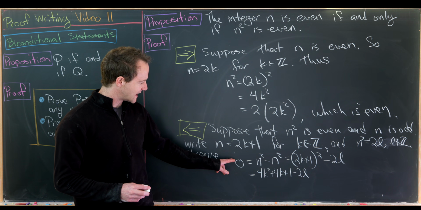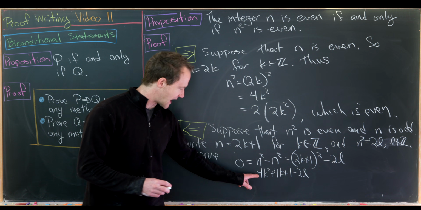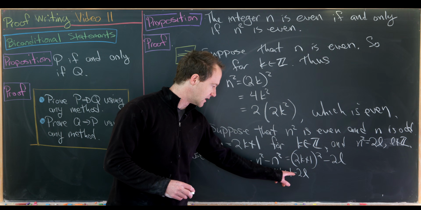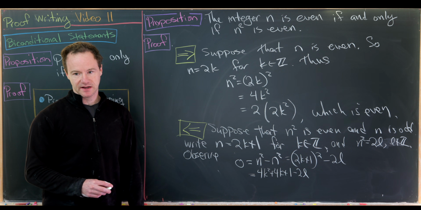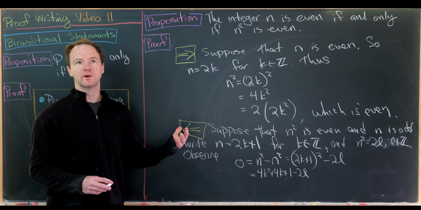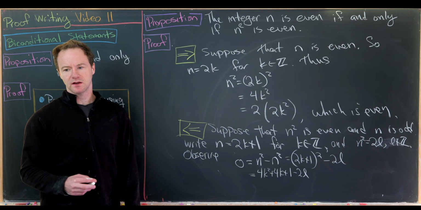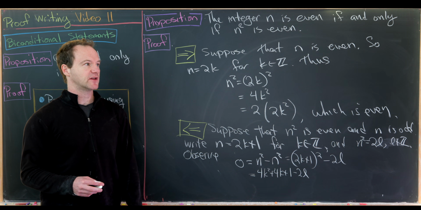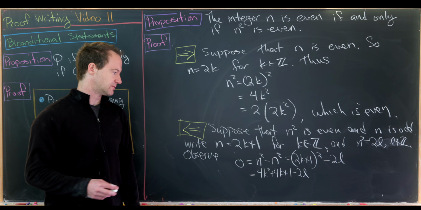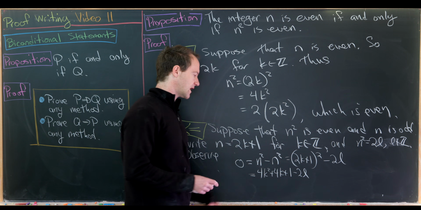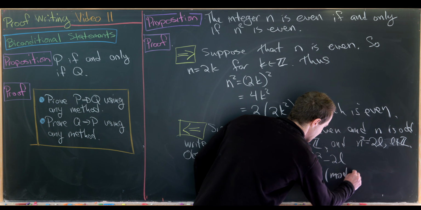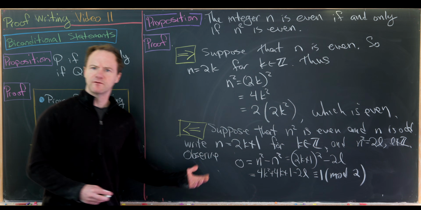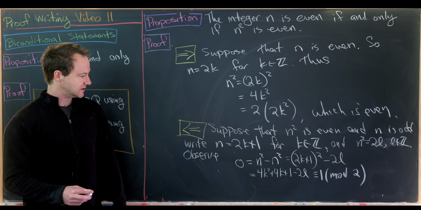But now notice that we've got 0 on the left-hand side, and we have even plus odd minus even. That's definitely an odd number on the right-hand side. That being said, in a previous video we learned about congruence mod n, so let's maybe simplify this with the language of congruence mod 2. So this right-hand side is congruent to 1 modulo 2. So if you need to review that definition, now would be a good time to do that.